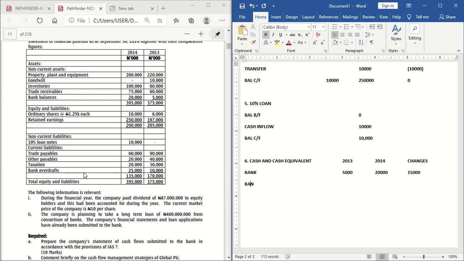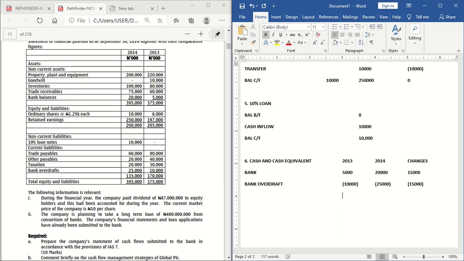So after bank, the other cash and cash equivalent we have in this question is what? Bank overdraft. So for my bank overdraft, bank overdraft is a liability. So 2013, it was 10,000. 2014, if I check, it is 25,000. So it means that you were owing 10,000 before. You are now owing 25,000. It means that during the year you borrowed additional what? 15,000. Additional 15,000.